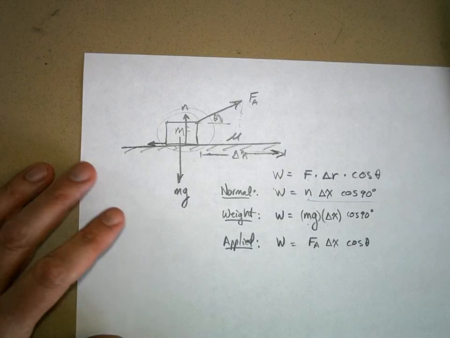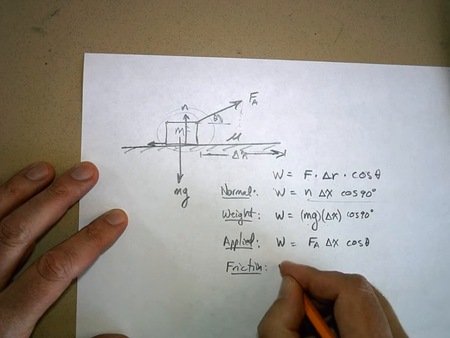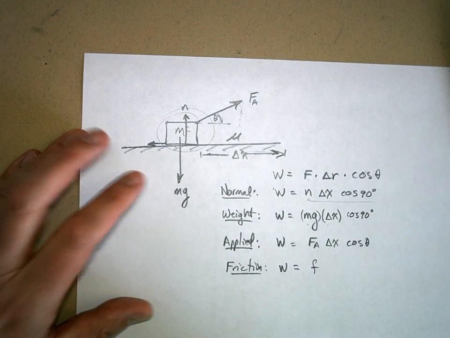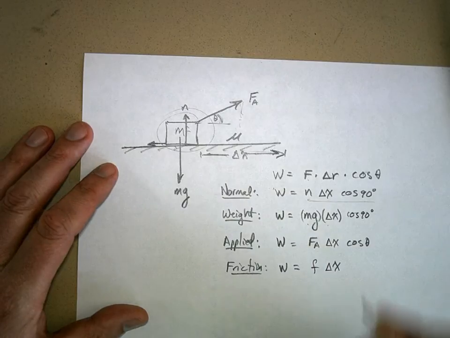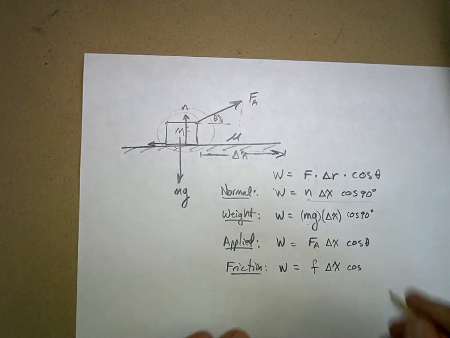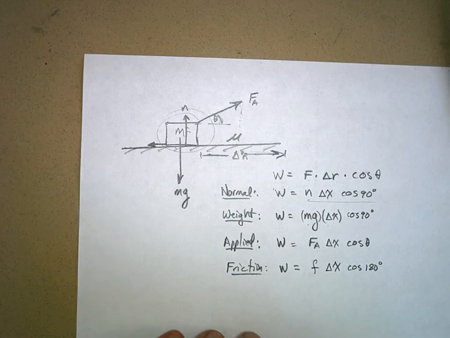Well, what about friction? The work done by the friction force is the friction force, whatever that is, mu times the normal force, and you could go through all that and figure it out, times the displacement, delta x. But what is the angle? You've got to think, because I only have 2 minutes left. What is the angle between the displacement and the friction force? It's 180 degrees. Good. Now, what is the cosine of 180 degrees? It's -1. So this is going to do negative work.